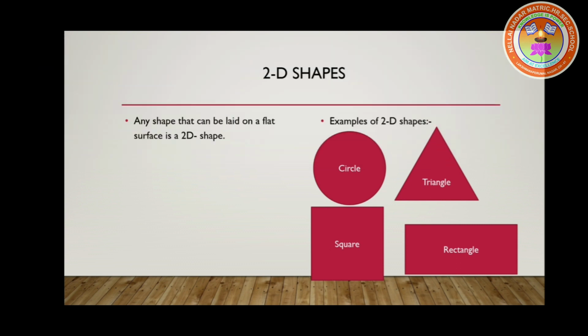Examples of 2D shapes: circle. You can draw a circle, or just write, no need to draw the diagram. Just write examples of 2D shapes: circle, triangle, square and rectangle. Just write the names alone, you need not draw. Circle, triangle, square and rectangle.